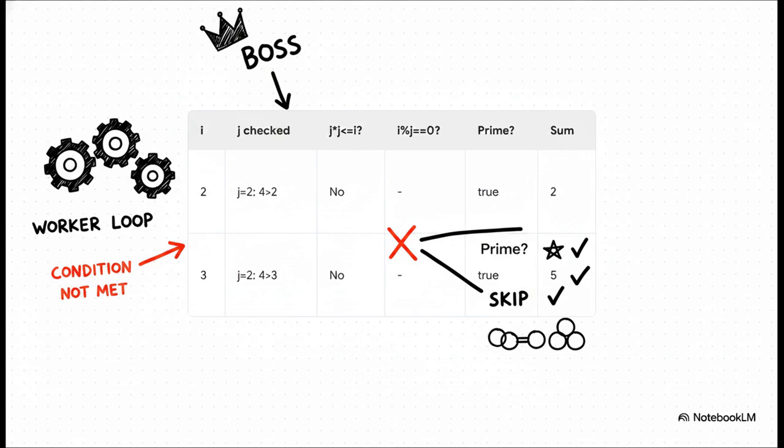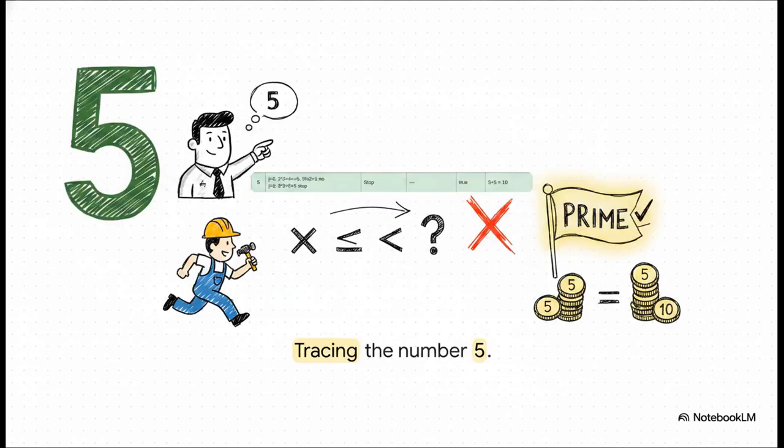And you know what? The exact same thing happens for i equals 3. 2 times 2 is 4, which is greater than 3. We skip the inner loop, the number is prime by default, and we add 3 to our sum, bringing it up to 5. This brilliantly shows what happens as we get into slightly higher numbers. For i equals 5, the boss hands us a 5. The worker starts at j equals 2.